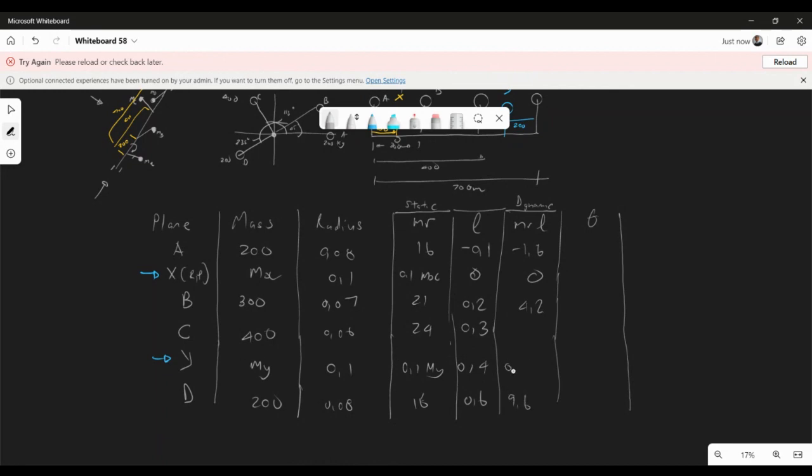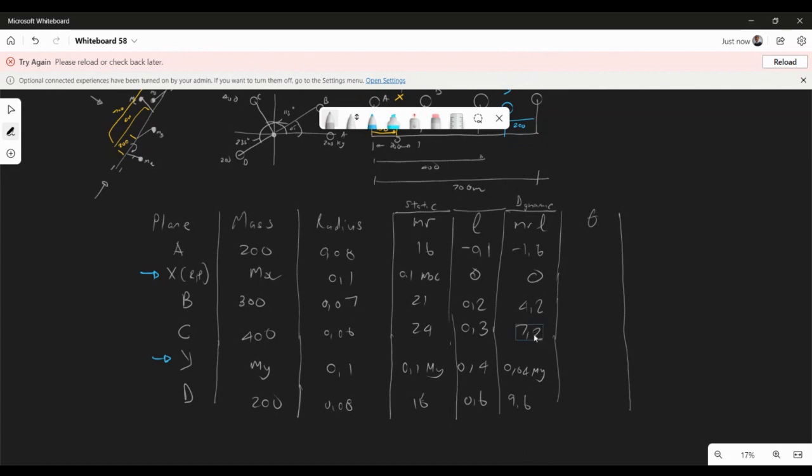Y will be, obviously this is 0.1 times 0.4, which will be 0.04 my. Yep, thank you. What about C? C is 7.2. Yep, fantastic. Okay.